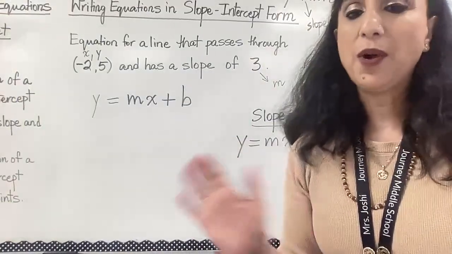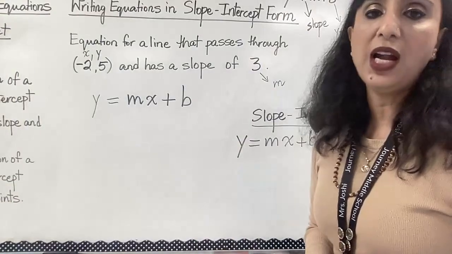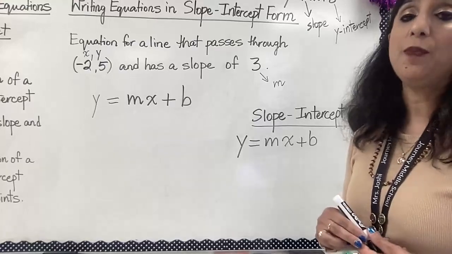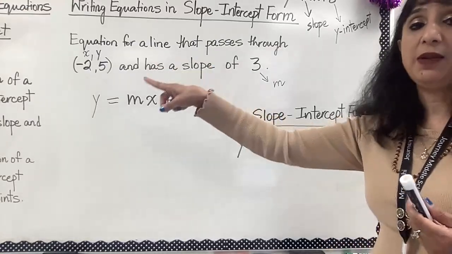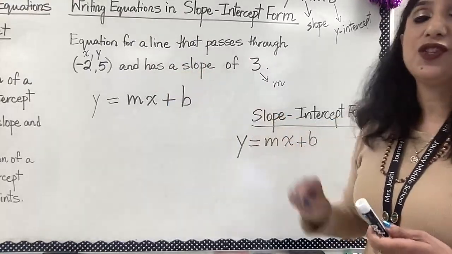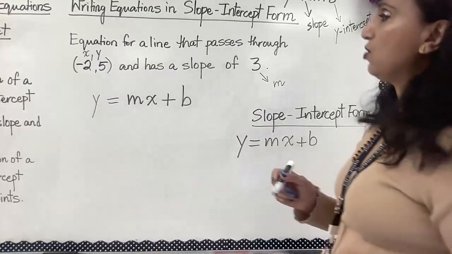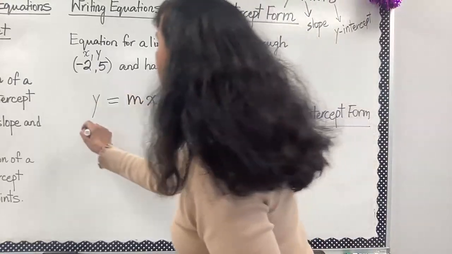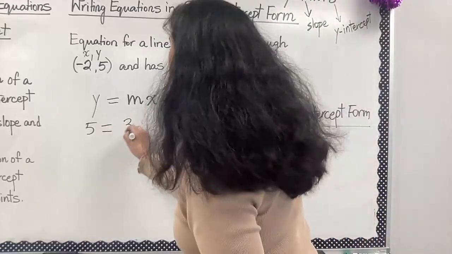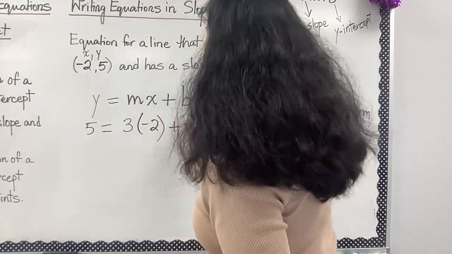So let's do one more problem relating to this. And so we are finding the equation for a line that passes through negative 2, 5 and has a slope of 3. So as you can see, I have labeled the x, which is negative 2, y is 5, slope is 3. This is the slope-intercept form. So let's go ahead, substitute the values. What is y? Y is 5. What is slope? Slope is 3 times x is negative 2 plus b.